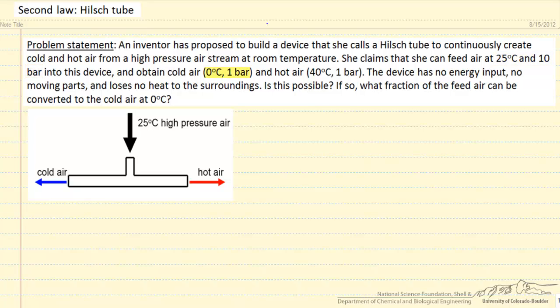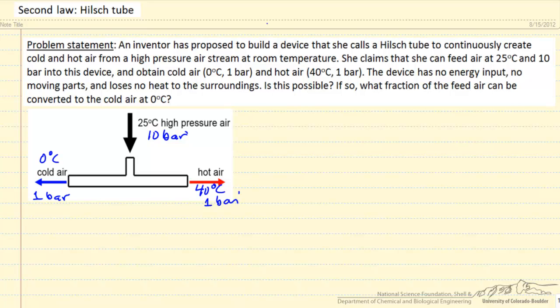device, you can obtain cold air, in the diagram here, cold air at 0 degrees and 1 bar, and hot air at 40 degrees and 1 bar. And we're feeding 25 degrees and 10 bar air into the device. There's no energy being added, no moving parts, no heat loss to the surroundings. And the question, is this possible?